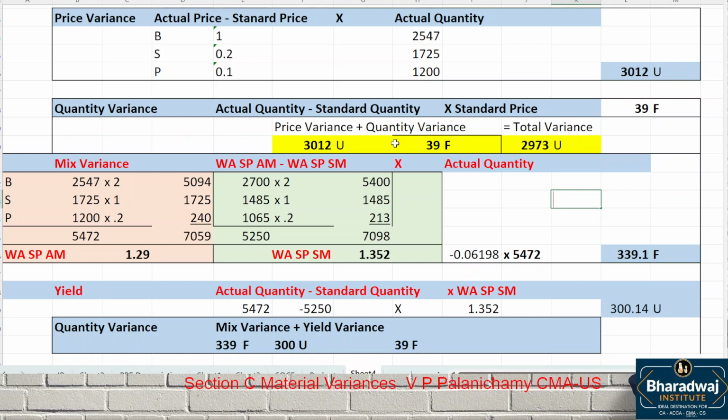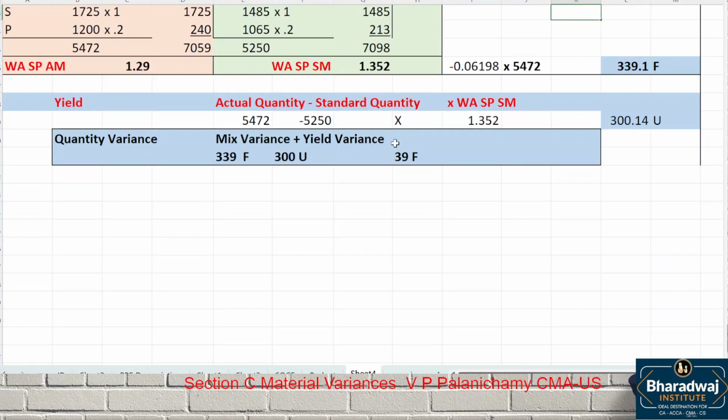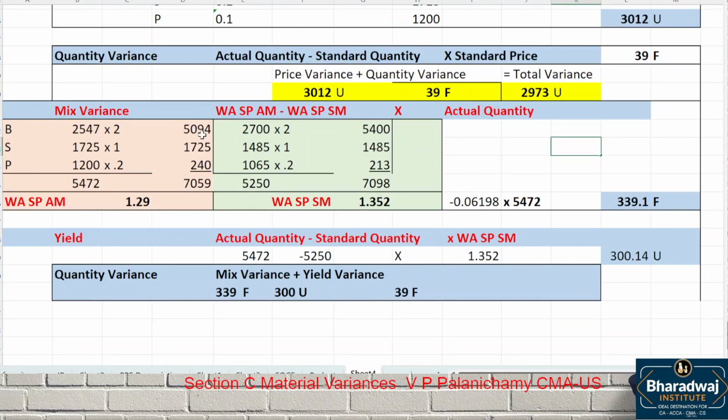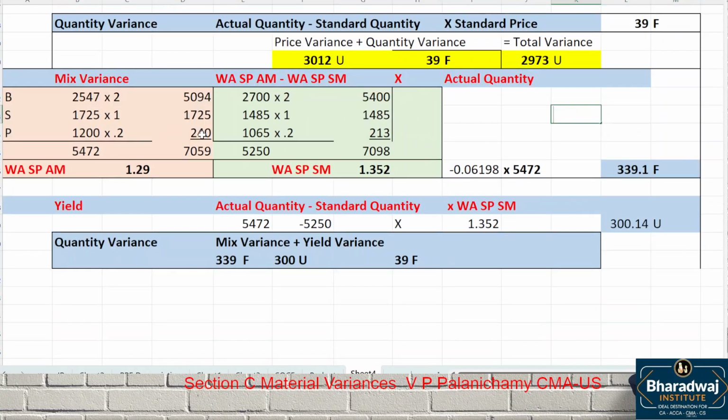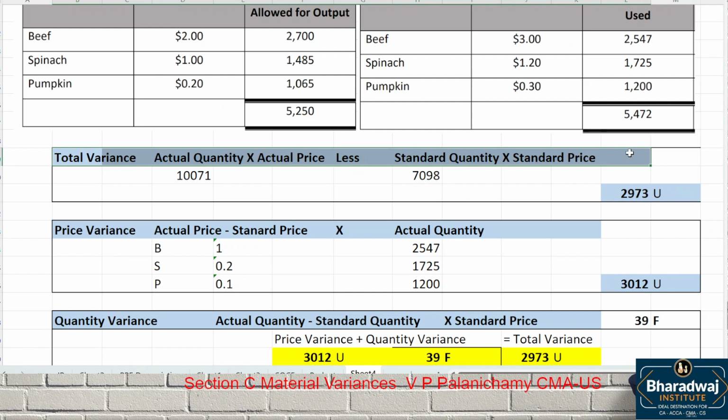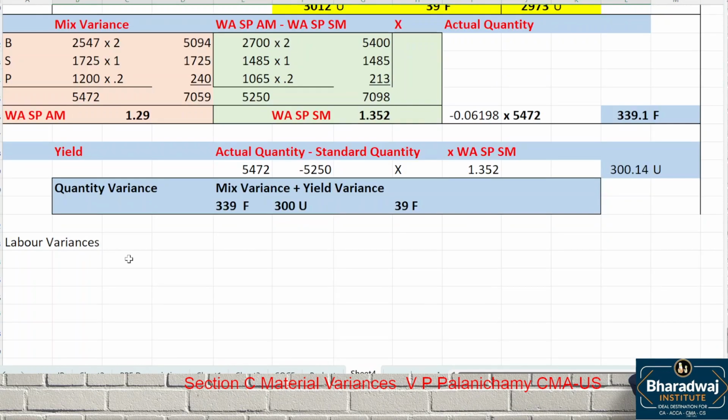Okay, next we'll move on to labor variances. Shall we? Everyone copied this? Shall we proceed? Labor variances, let me take from the same thing. Let me change, don't copy this, pay attention.